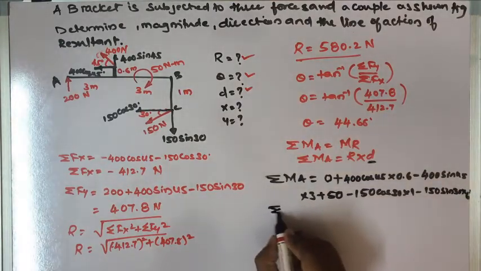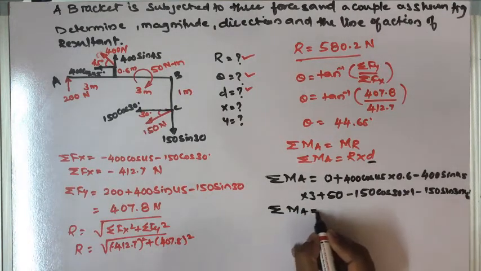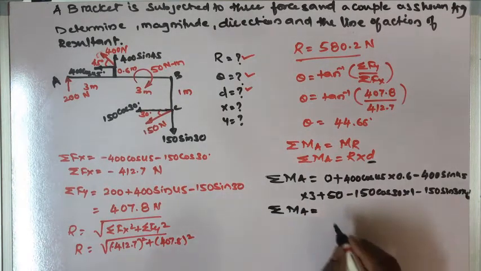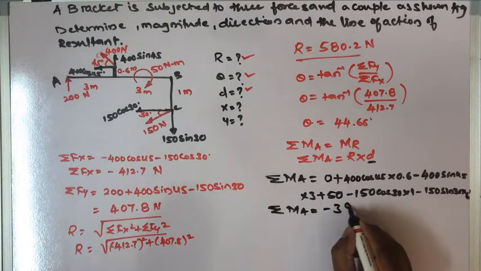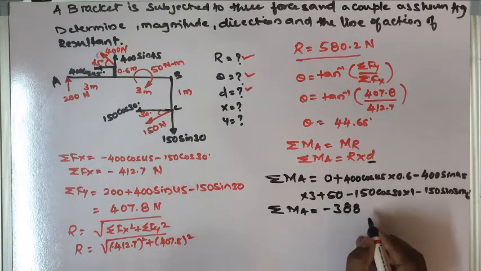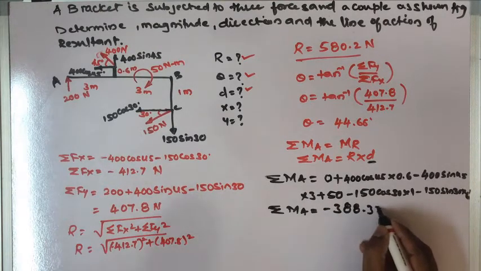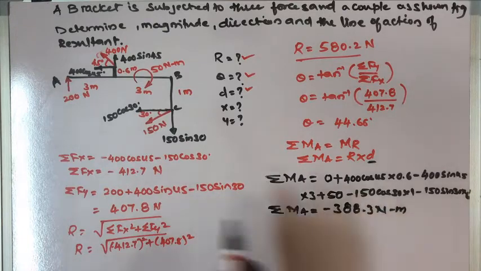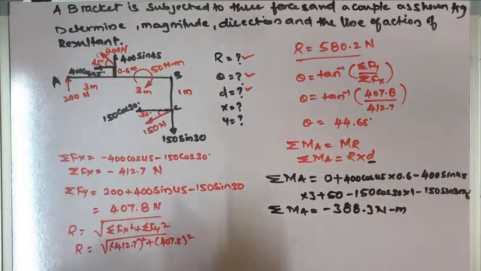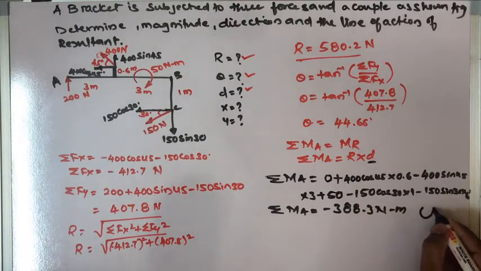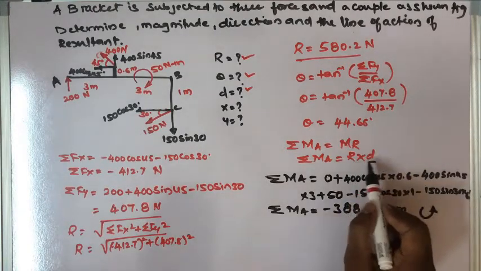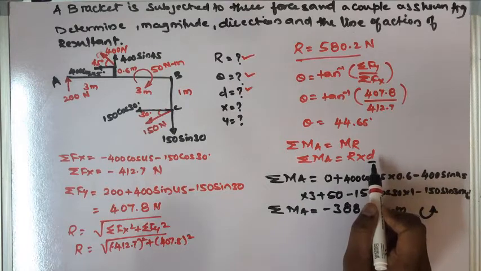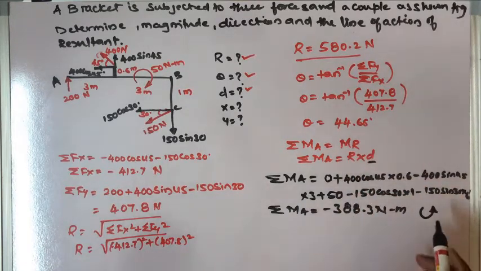So if I calculate the summation of MA, I'll get summation of MA as minus 388.3 Newton meter. So that means the moment due to all these forces will create a negative moment, which is an anti-clockwise moment. So the R into d, the resultant and the perpendicular distance of the resultant with respect to a point, also should produce this same anti-clockwise moment.